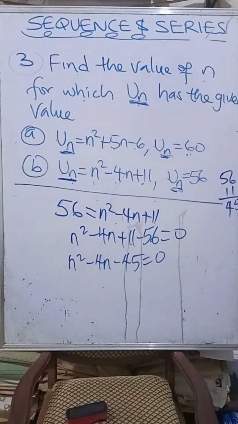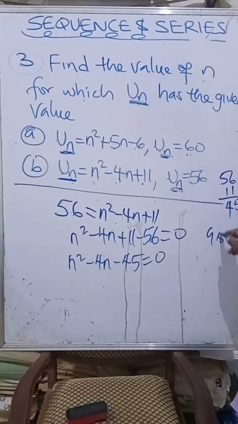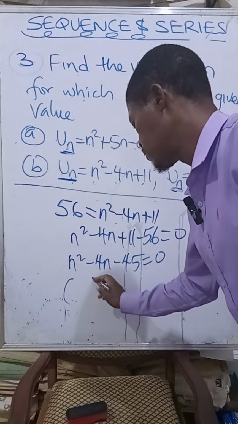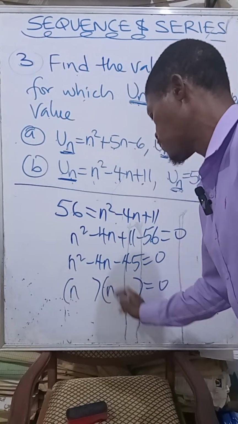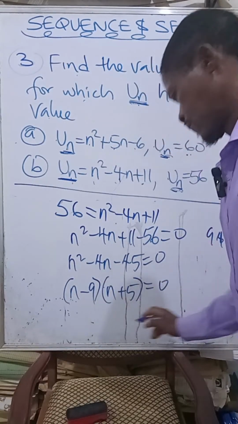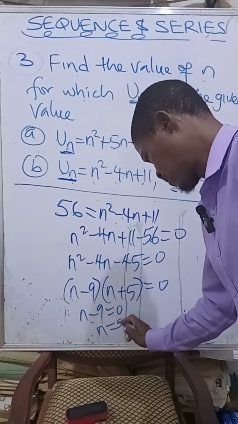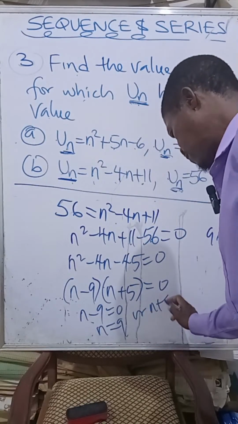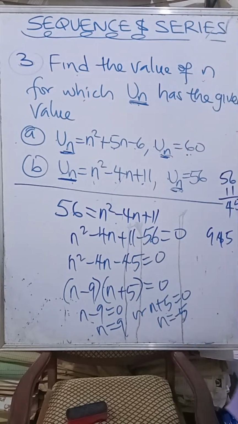Factors of 45 that can generate minus 4 will be 9 and 5. So how are we going to turn 9 and 5 to minus 4? That will be minus 9 plus 5. So n minus 9 is equal to 0, so n is 9, or n plus 5 is equal to 0, so n is equal to minus 5. So our n now is 9. Take the positive one. n is 9.